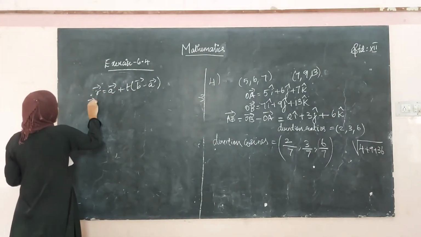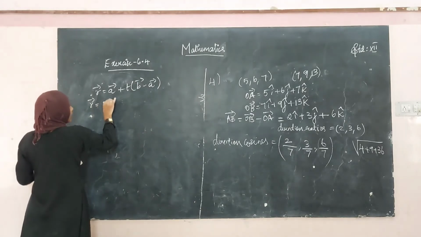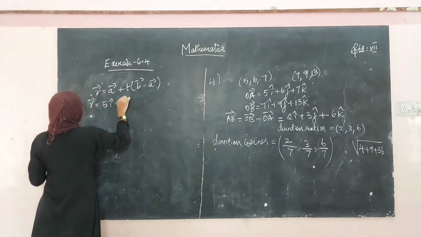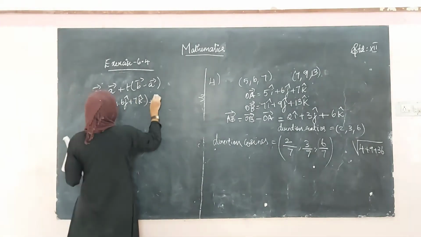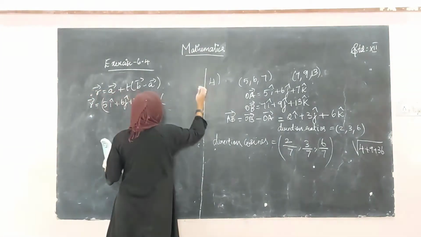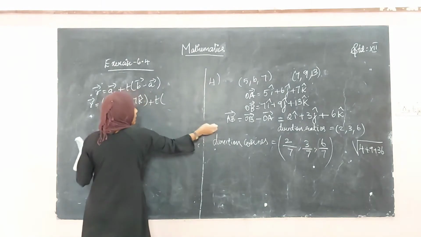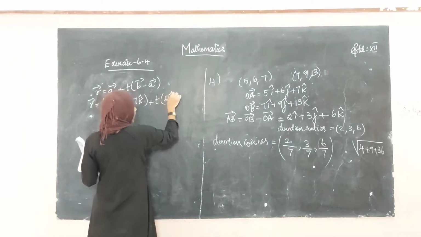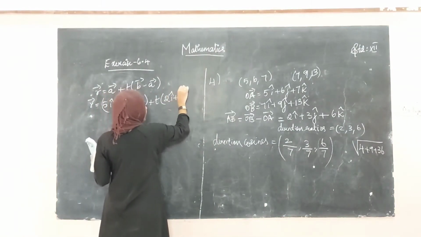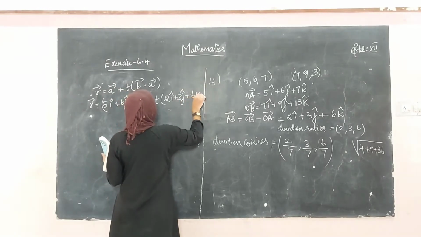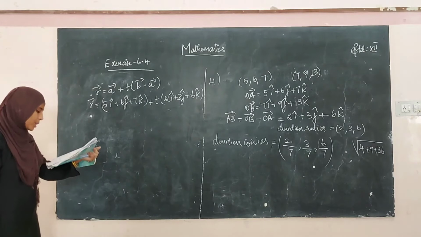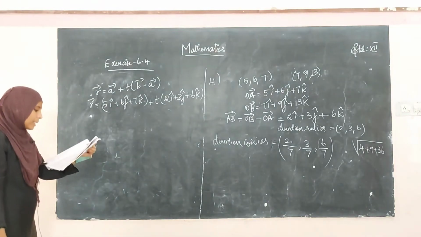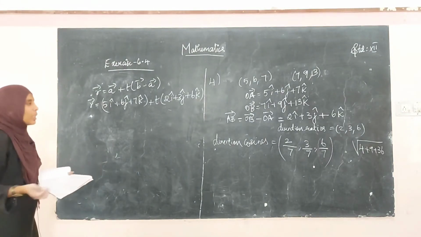So r vector is equal to, what is a vector? 5 i cap plus 6 j cap plus 7 k cap plus t into b vector minus a vector, which is this vector, right? So 2 i cap plus 3 j cap plus 6 k cap. So this is the parametric form of the vector equation. And again they have asked us to find the Cartesian equation, right?